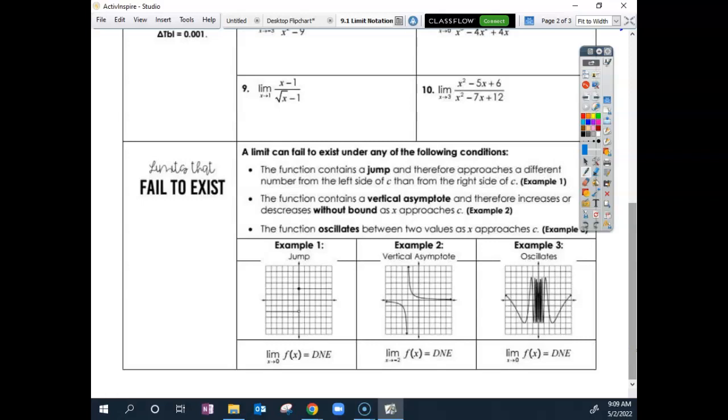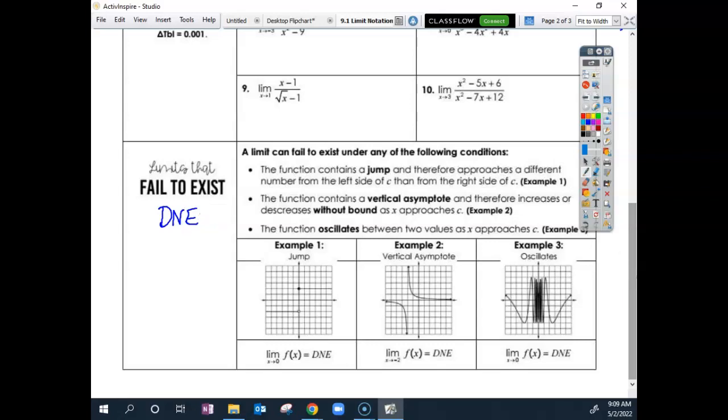There are going to be 3 examples I'm going to give you where the limit does not exist, where we're going to put D and E, does not exist. These, where it says fail to exist, we're going to write does not exist. No, I'd have to give you a calculator. You have to type it in. It would take us hours.